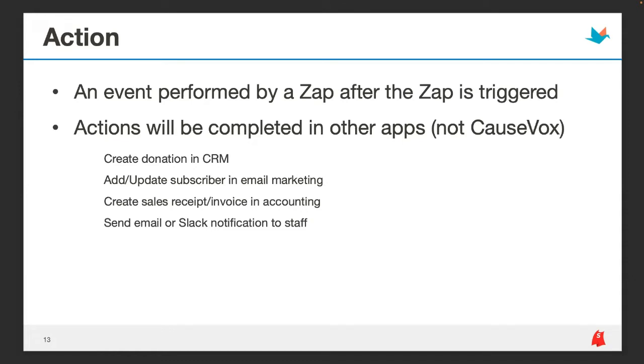Now, generally speaking, when we're talking about actions for CauseVox integrations, we're talking about activities in other apps. So this could be creating a donation in your CRM, adding or updating your subscriber in an email marketing tool, creating a sales receipt or invoice in your accounting system, or perhaps sending an email or Slack notification to your team, to your staff members.